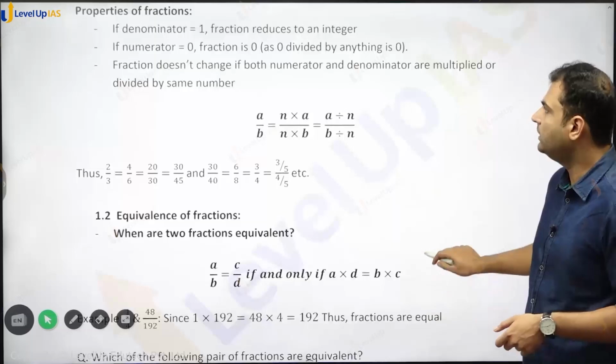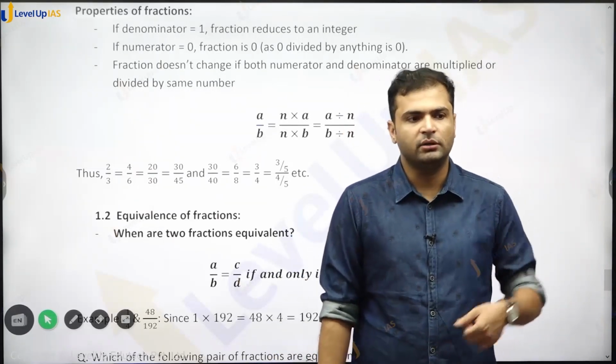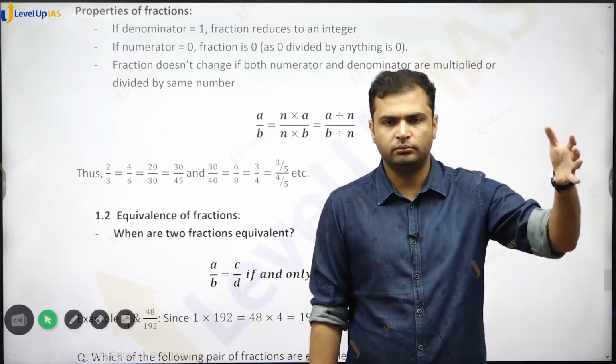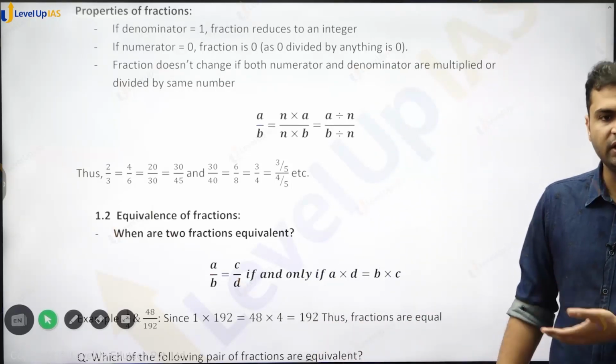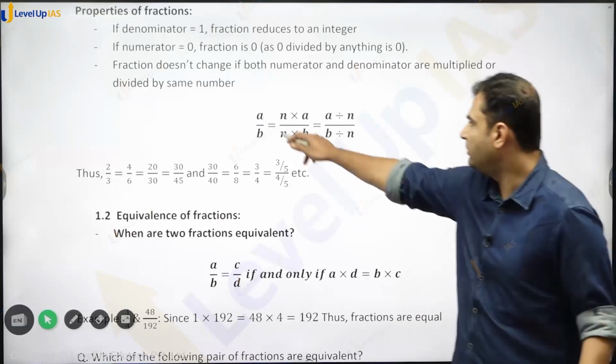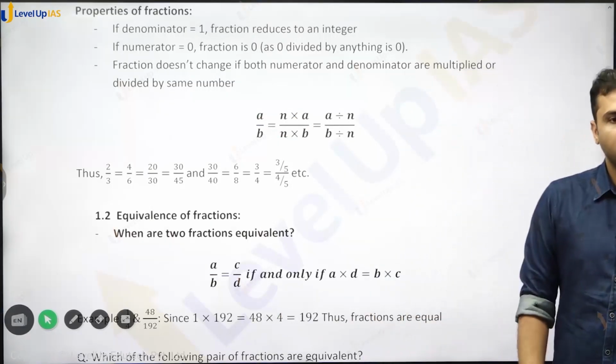Then we are looking at properties of fraction. Fraction is nothing but numerator by denominator kind of thing. This is division, basically A divided by B. A by B is A divided by B, and here A and B both are integers.